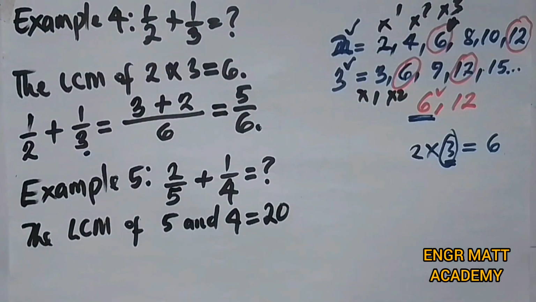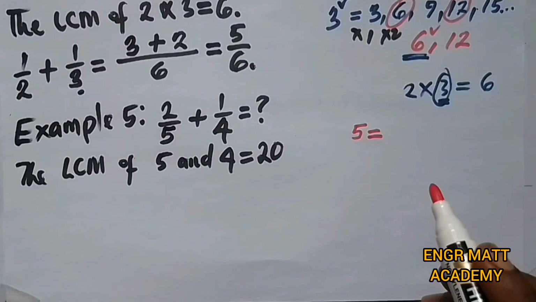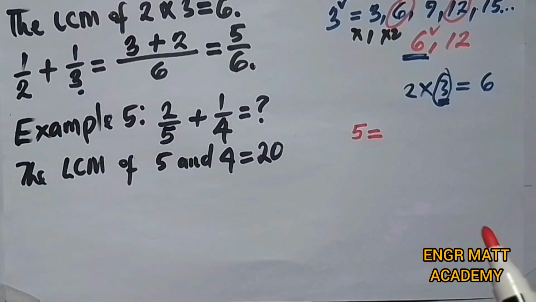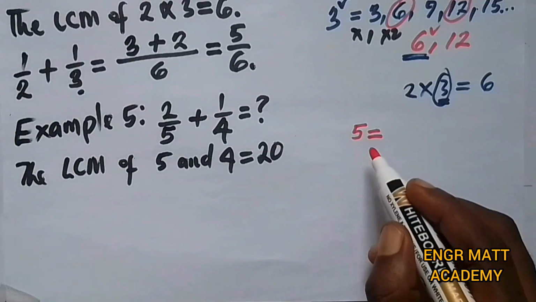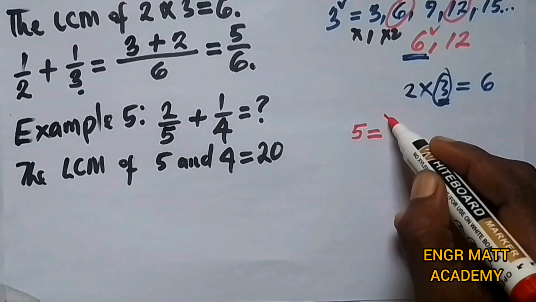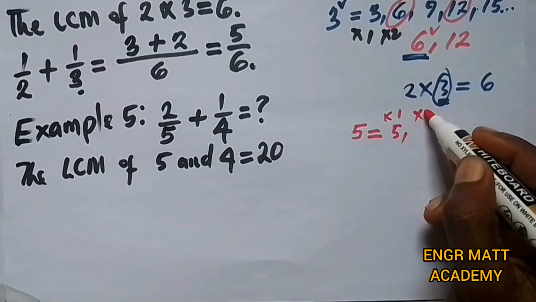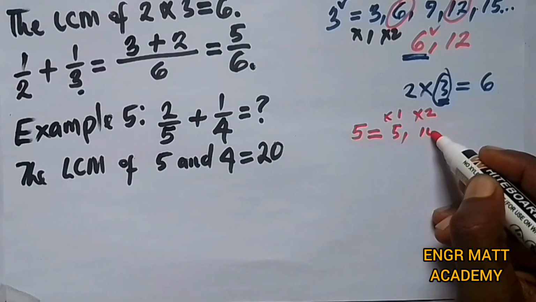For a shortcut, remember, this is a shortcut. Let's see how we get the LCM. So let's see the LCM of 5 and 4 using the shortcut. What are the multiples of 5? 5 times 1 will give us 5. 5 times 2 will give us 10.